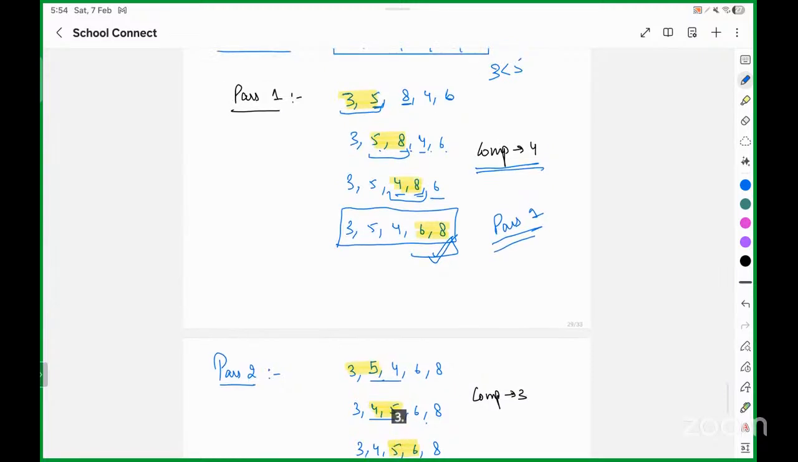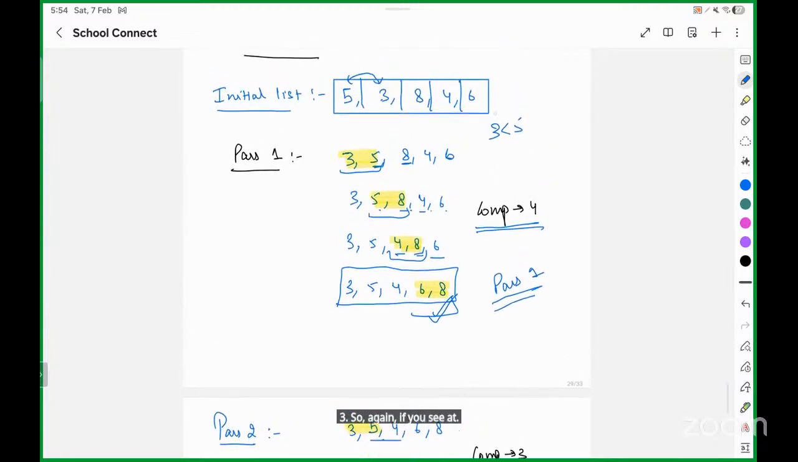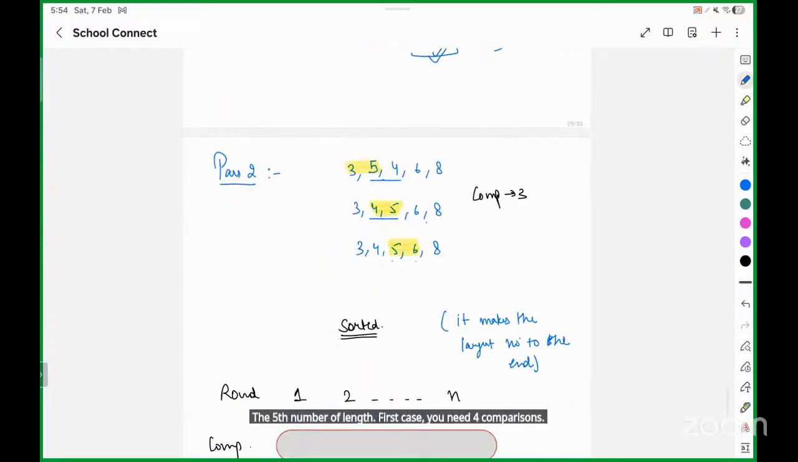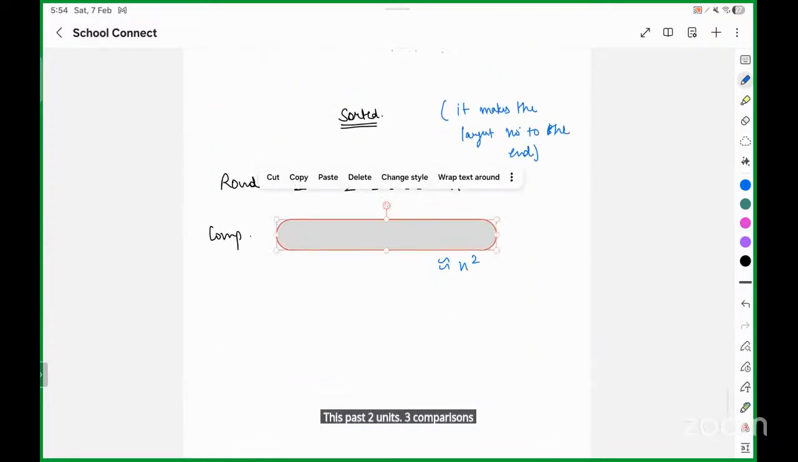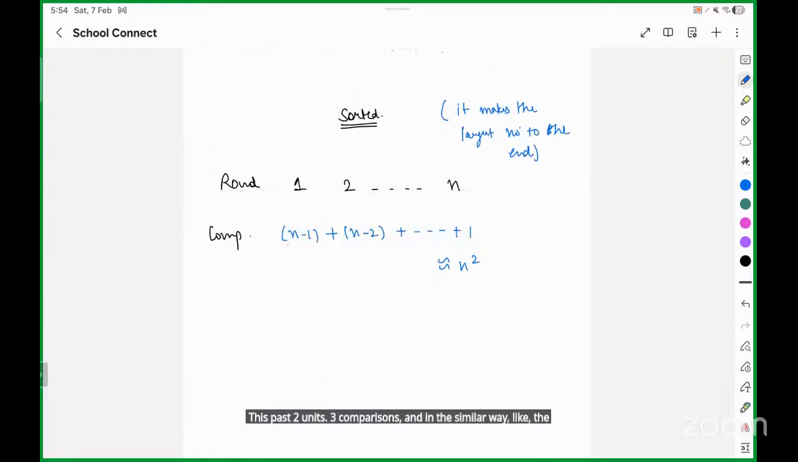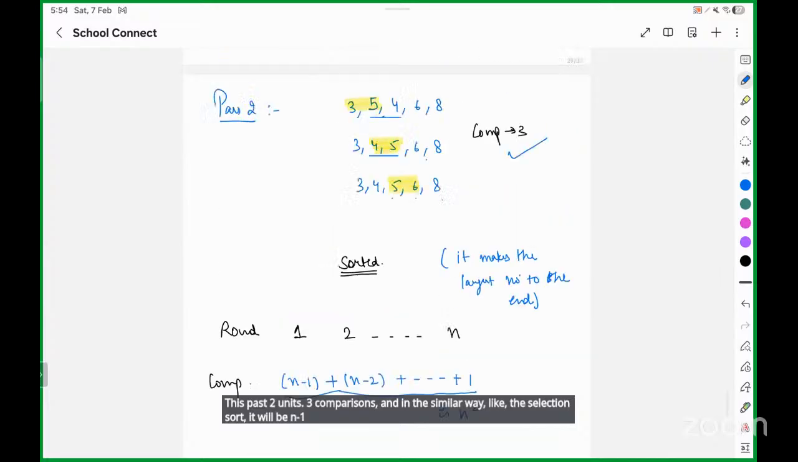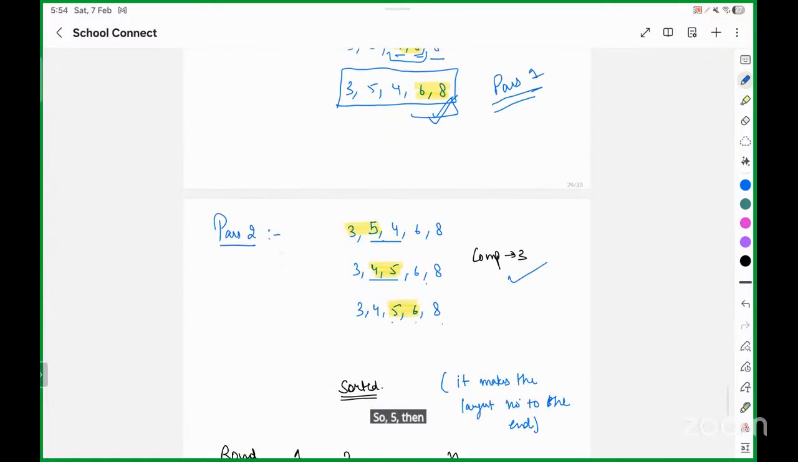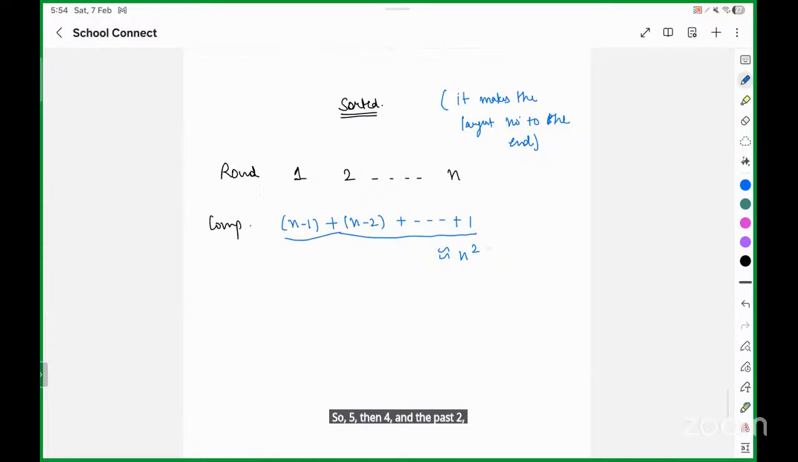So again, for an array of length 5, the first pass needs 4 comparisons. In pass 2, you need 3 comparisons. And in a similar way to selection sort, it will be n minus 1, n minus 2, down to 1. So 4, then in pass 2 it will be 3, 2, 1. So it will be n square again. So all these three sorts are giving you a quadratic number of comparisons.